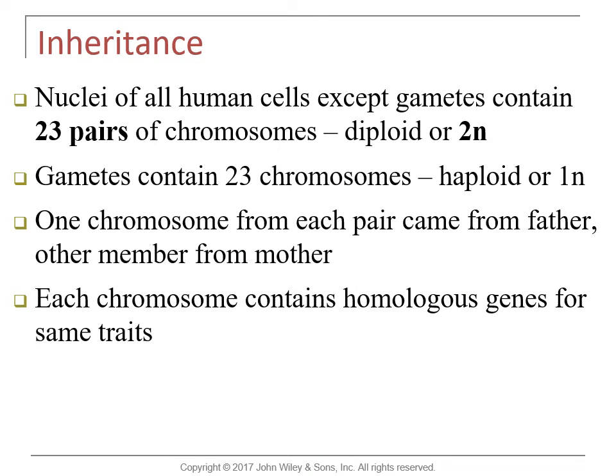So nuclei of all human cells except gametes contain 23 pairs of chromosomes. Those are called diploid, they have 2n. Gametes contain 23 chromosomes, haploid, or 1n. The gametes are the sex cells. One chromosome from each pair came from the father, and the other member came from the mother. And each chromosome contains homologous genes for the same trait.